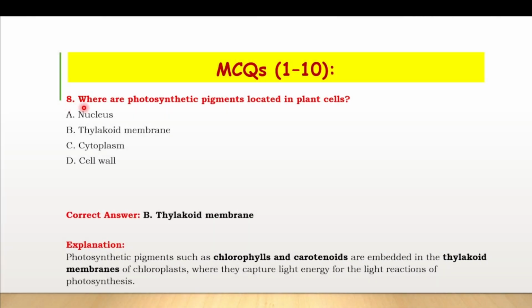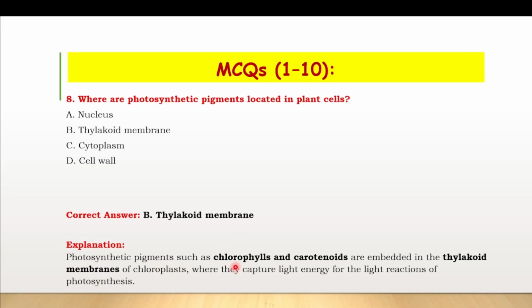Question 8. Where are photosynthetic pigments located in plant cells? A. Nucleus. B. Thylakoid membrane. C. Cytoplasm. D. Cell wall. Correct answer is B. Thylakoid membrane.